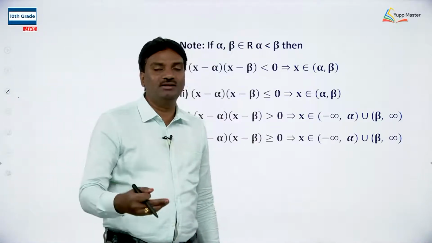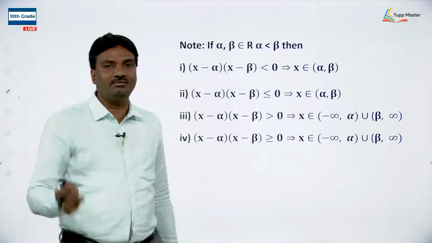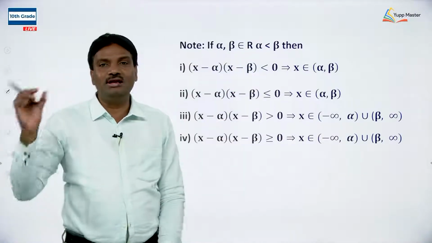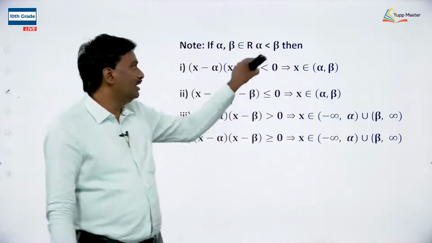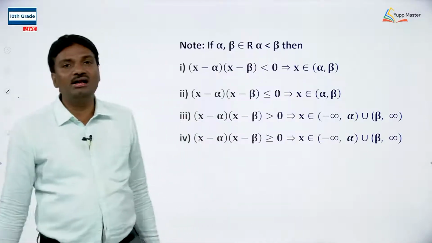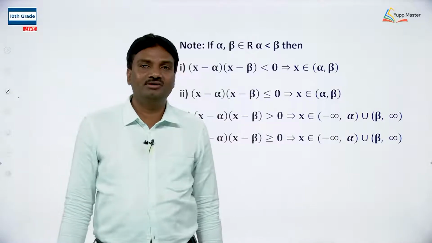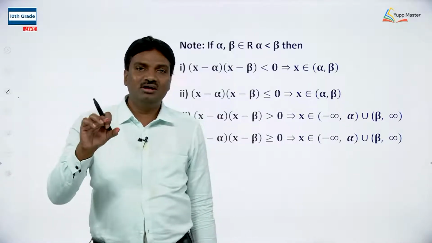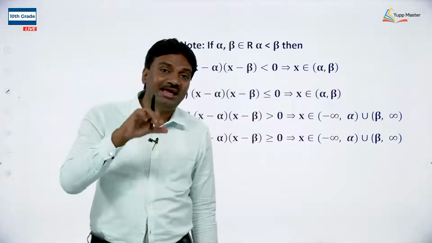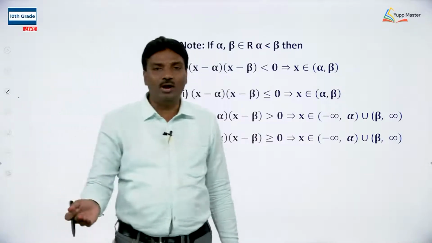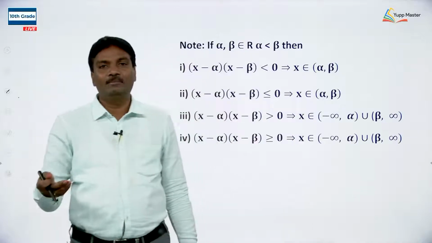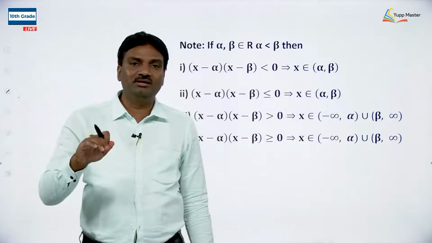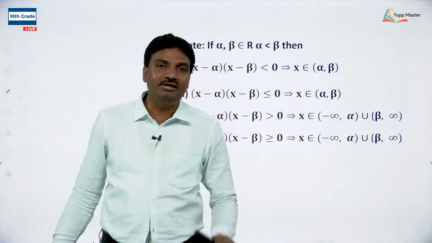You may take 2 comma 3, or 0 comma 5, 1 comma 8, minus 1 comma 2, root 2 comma root 3. You may take any two real numbers as alpha and beta, but the condition is alpha less than beta. If you suppose beta equal to 3, in place of alpha you must take a value less than 3, like 2.9, 2.8, 2, minus 1, minus 2, minus 10. You may take any value less than 3 in place of alpha if beta equals 3.